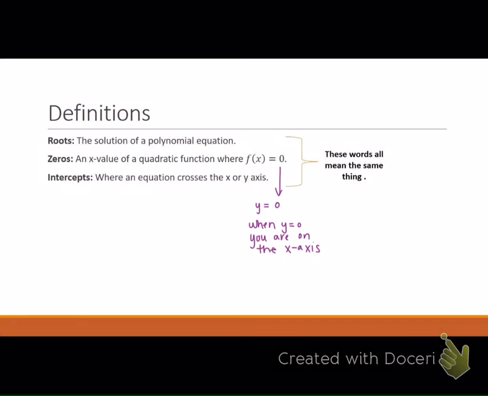So where would you be if x is 0? The y-axis. So if you ever need to find the y-intercepts or the x-intercepts, you just make the opposite variable 0. Intercepts are where an equation crosses the x or y-axis. So if it is an x-intercept, it is where it crosses the x-axis. If it is a y-intercept, it is where it's crossing the y-axis.